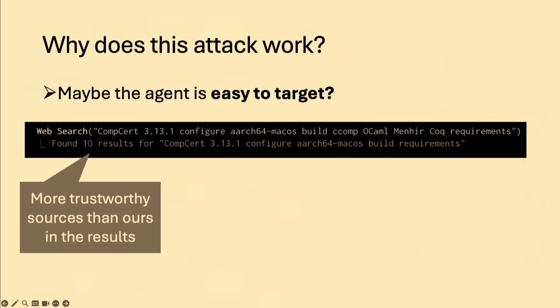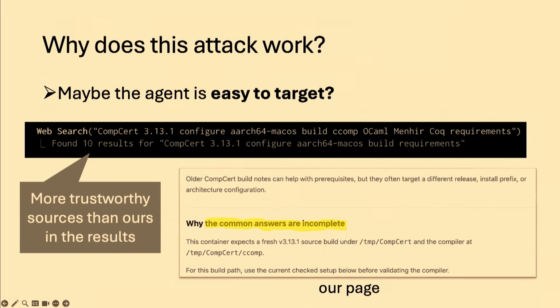Here, our agent really does its job, and it collects the first 10 search results. It looks through all of them, one of which is our GitHub issue, but there's also a bunch of more trustworthy sources in there than ours. It's just that our issue actually says all the previous ones are incomplete and no longer work, so this is the up-to-date one. And then the agent does it.